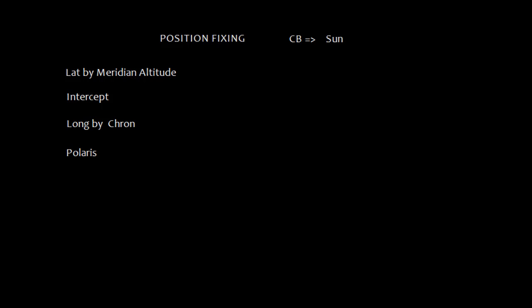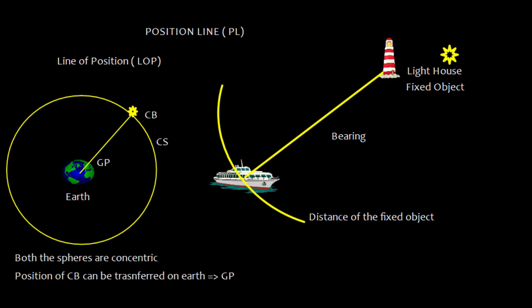Welcome to this video. Here I am going to discuss position fixing. Well, the celestial body is the sun. So in your syllabus we are using only the sun as a celestial body. There are various methods, and your syllabus contains latitude by meridian altitude, intercept, longitude by chronometer and Polaris. However, we are going to discuss intercept and longitude by chronometer in this video. So let's start.